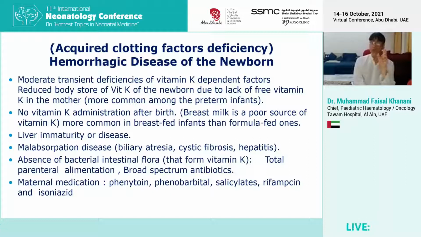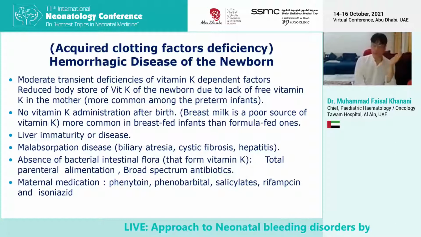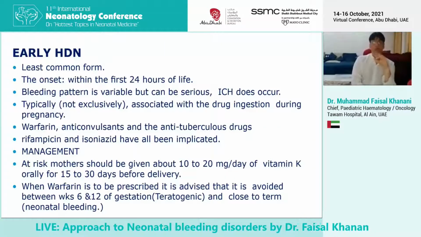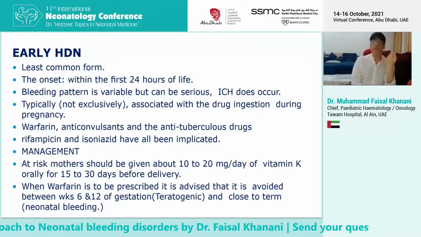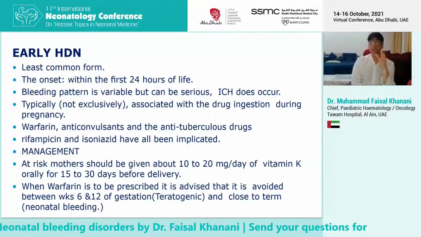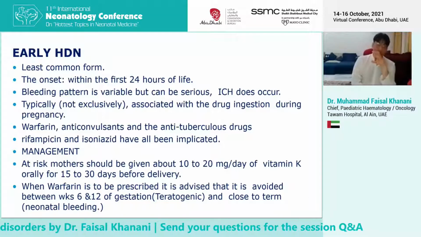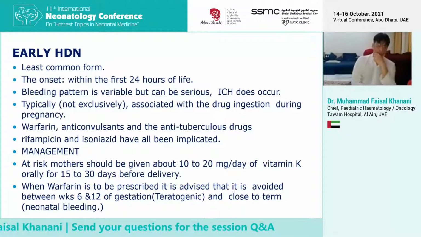It is because of liver immaturity, disease or malabsorption, or absence of the bacterial intestinal flora that form vitamin K, like in TPN or a child on broad spectrum antibiotics, or it can be medication induced. The early form, which is the least common, has onset within the first 24 hours. The bleeding pattern is variable but can lead to serious intracranial hemorrhage, with warfarin, anticonvulsant or anti-TB drugs in the mother's management.